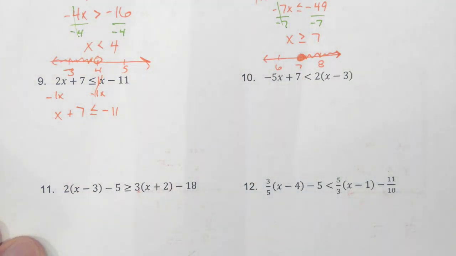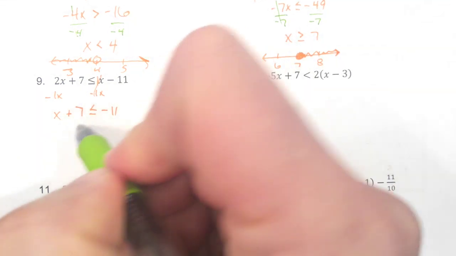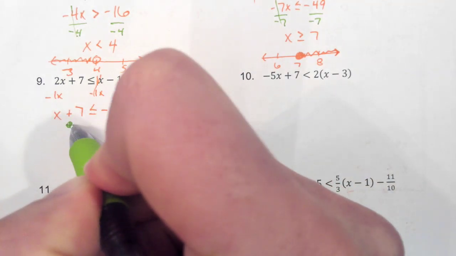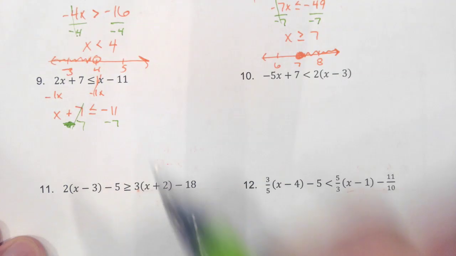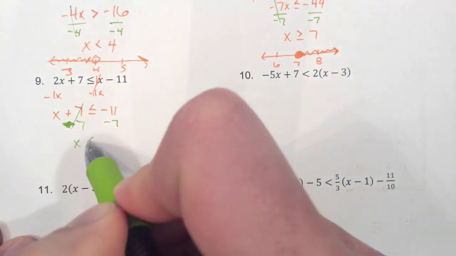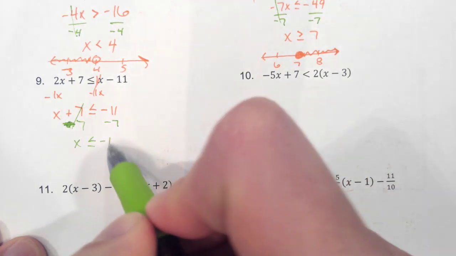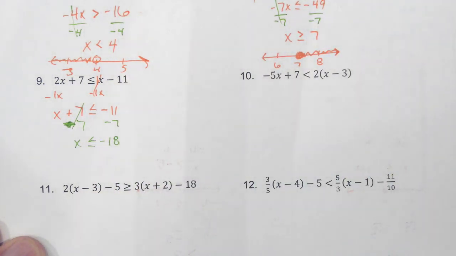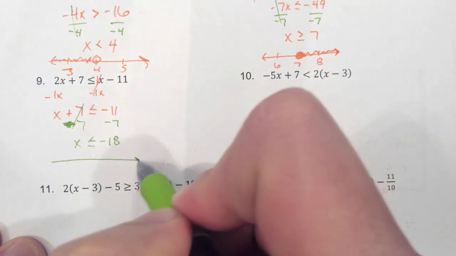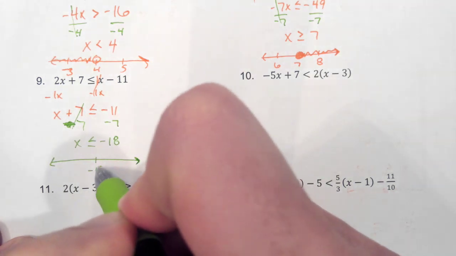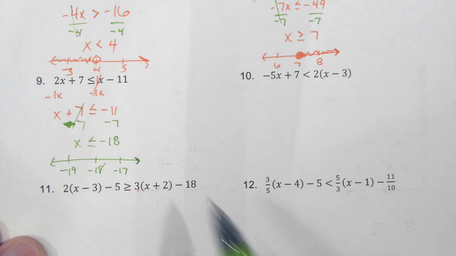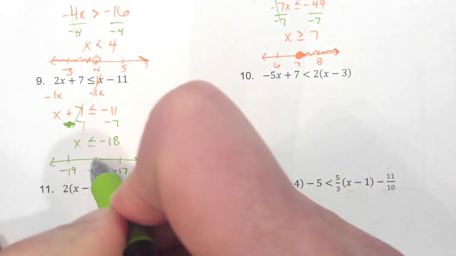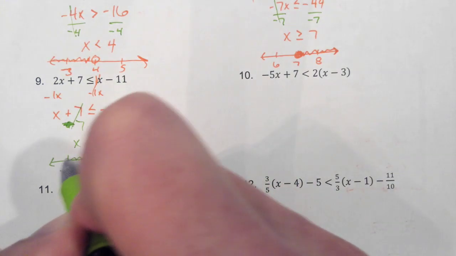Now there's only one more step to get x by itself. We would subtract 7. That's the opposite of adding 7. And it looks like x is less than or equal to negative 18. And just quickly jot that down on a number line to visually represent it. This would be a closed circle once again, and you would shade to the left.